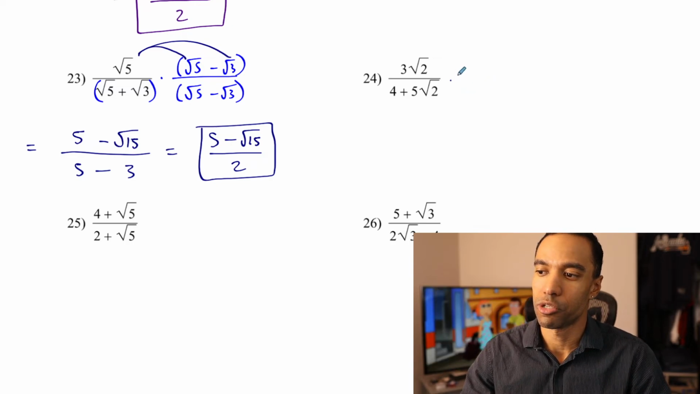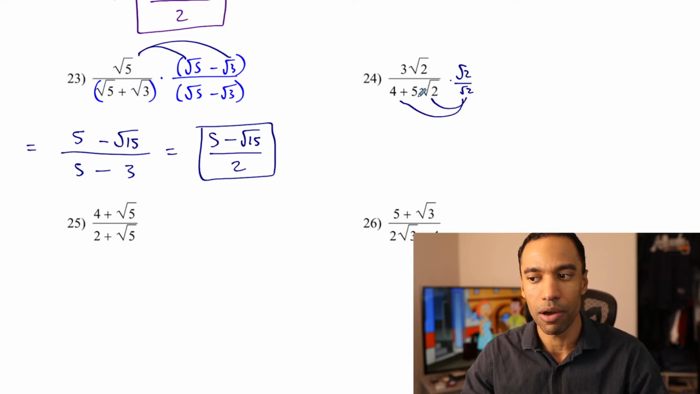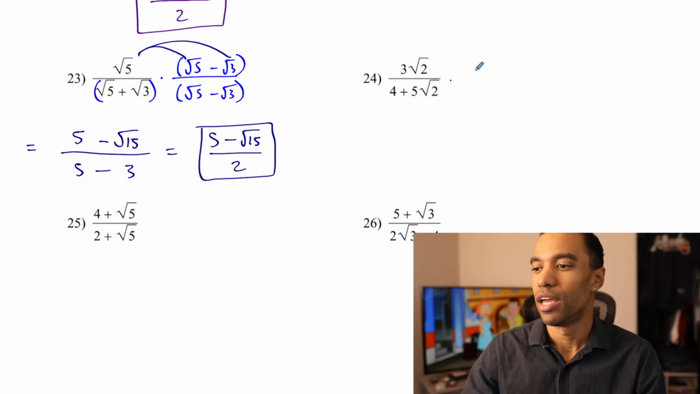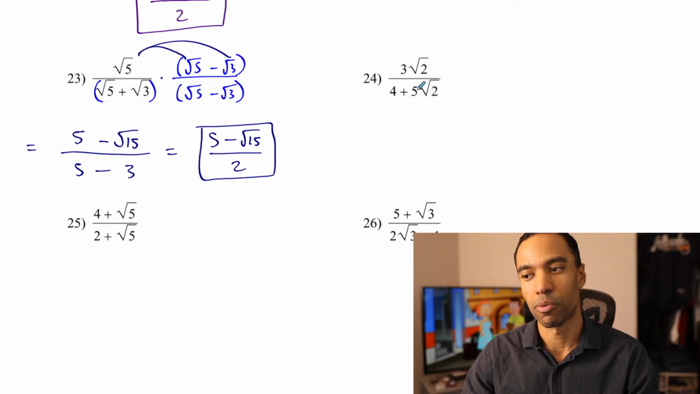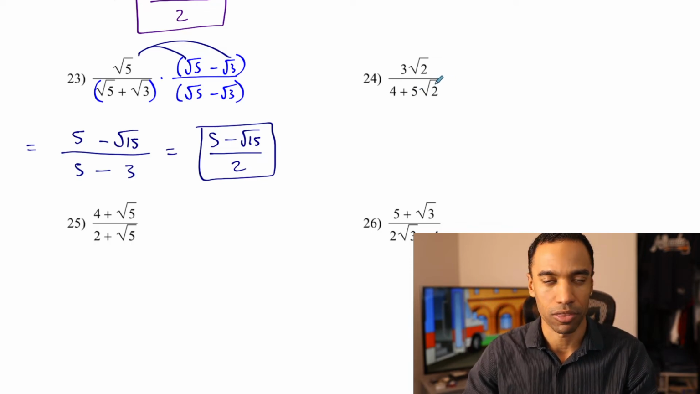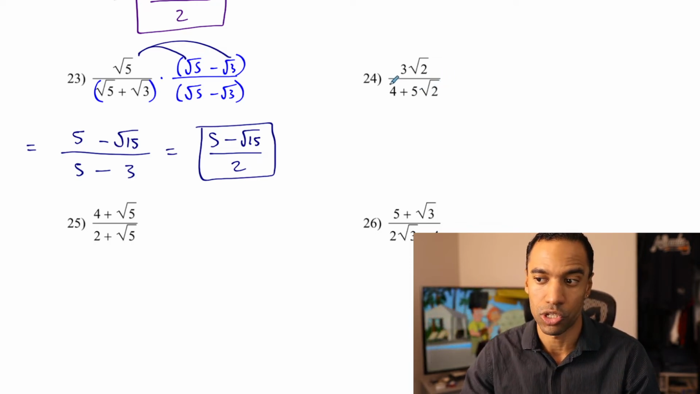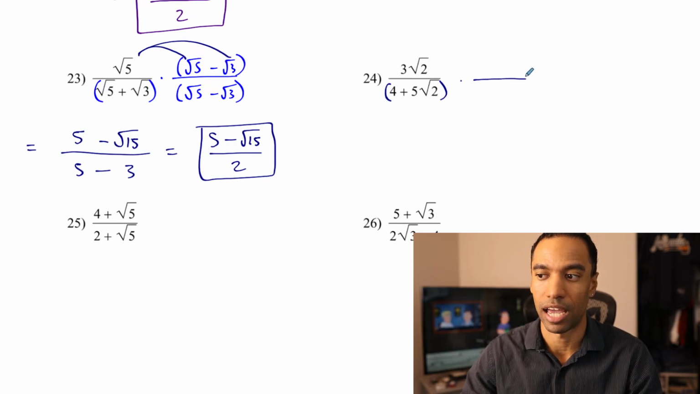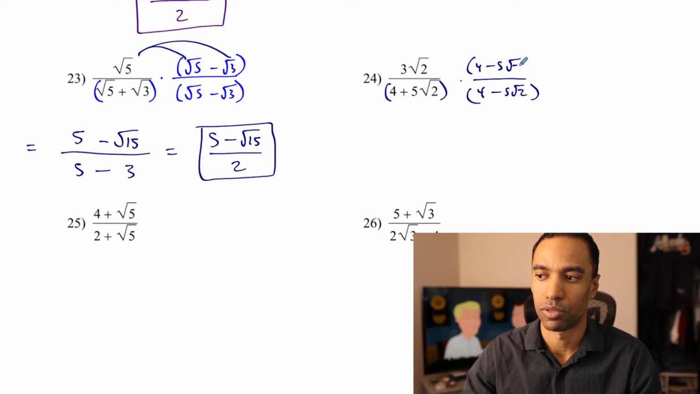Again, I can't just multiply by root 2 over root 2. It might take care of this term, but not that one. Suddenly that would be 4 root 2. Two terms, binomial, I need to multiply by its conjugate in order to clear out the whole root 2 ordeal. This is 4 plus 5 root 2. I've got to multiply by 4 minus 5 root 2, the thing that gives me a difference of 2 squares there. And 4 minus 5 root 2 there.